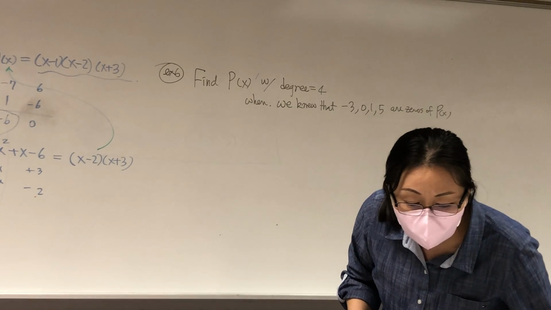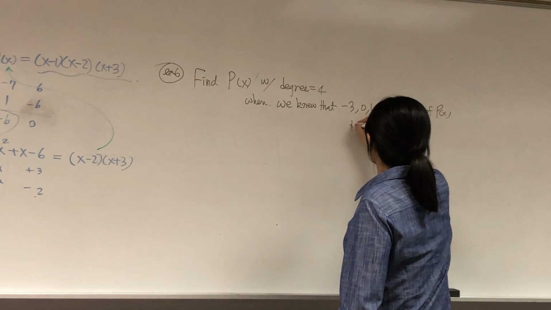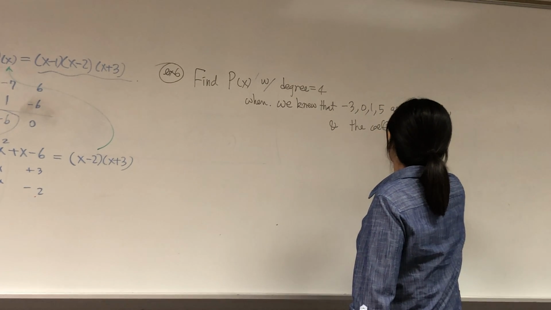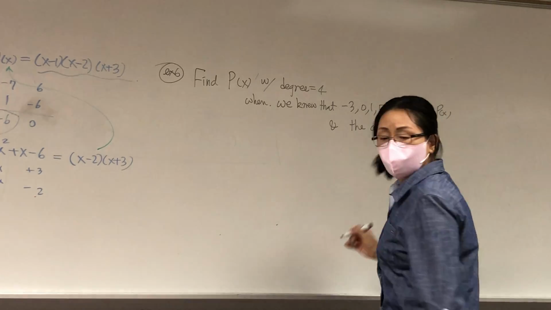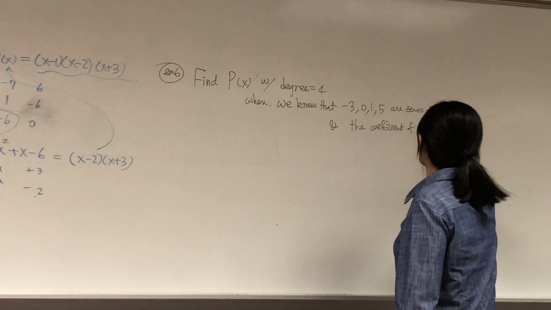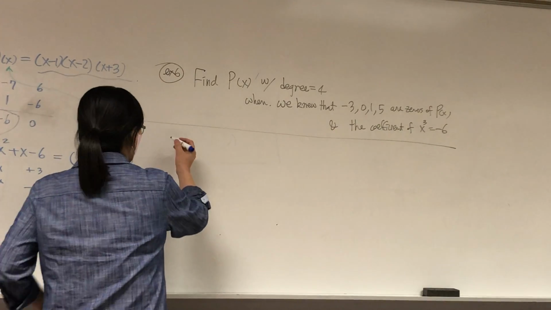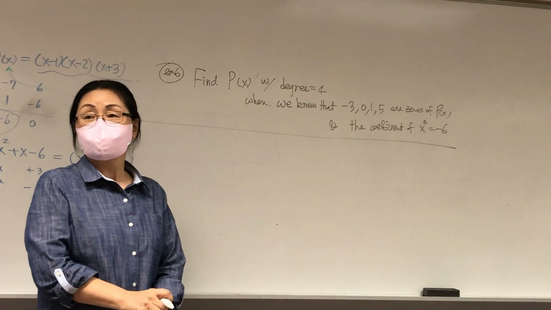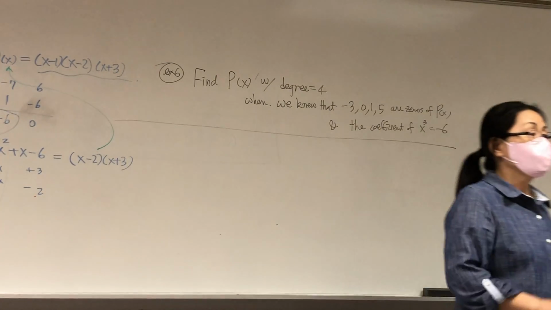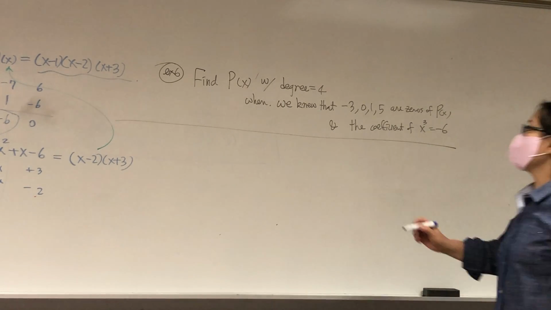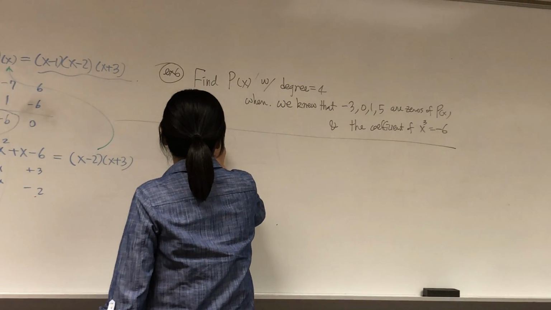And what did they say? The coefficient of x cubed is equal to negative 6. A slightly twisted question, yes, but exactly the same idea. Okay, how do you start? You know the zeros, and then what? You have to convert from the zeros to what? Linear factors of each.